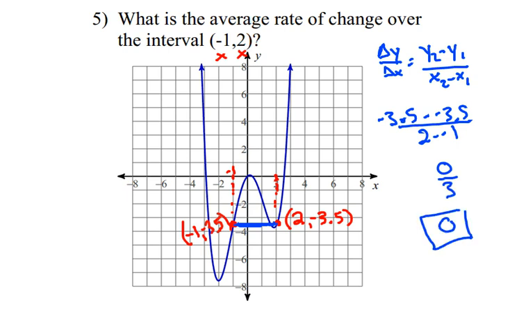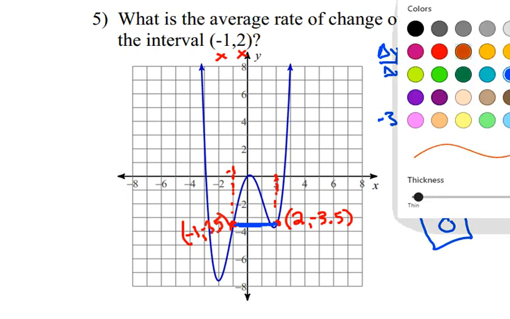So on average, it's not changing from -1 to 2. Now obviously there is some change in between there, but we're looking at an average, which looks at a broad area and just averages it. This is not an even function or an odd function, it's neither. And then the interval is increasing and decreasing. Let's do that before we move on.